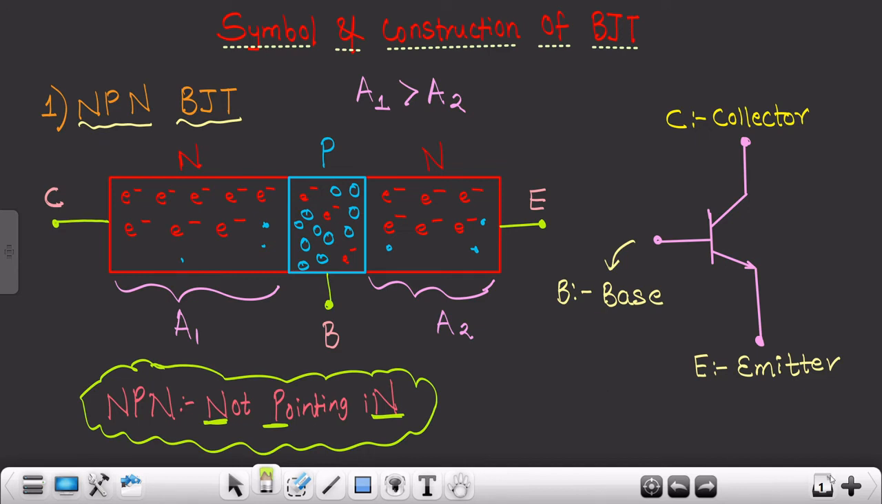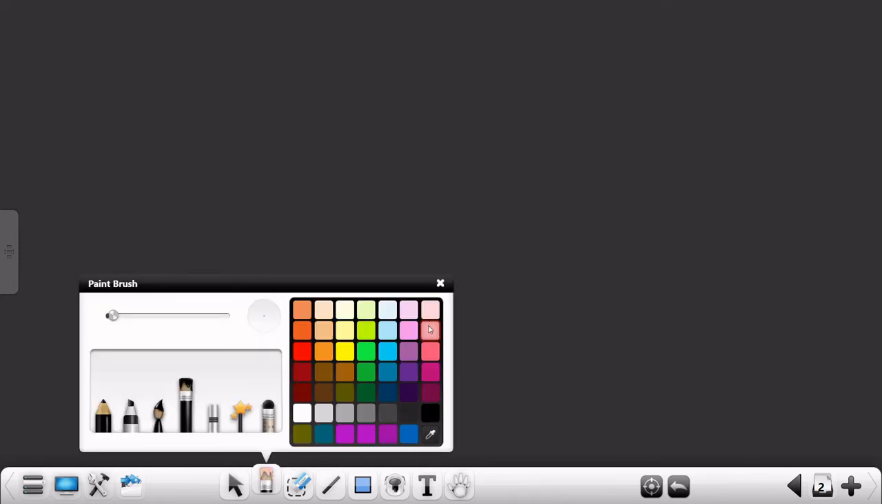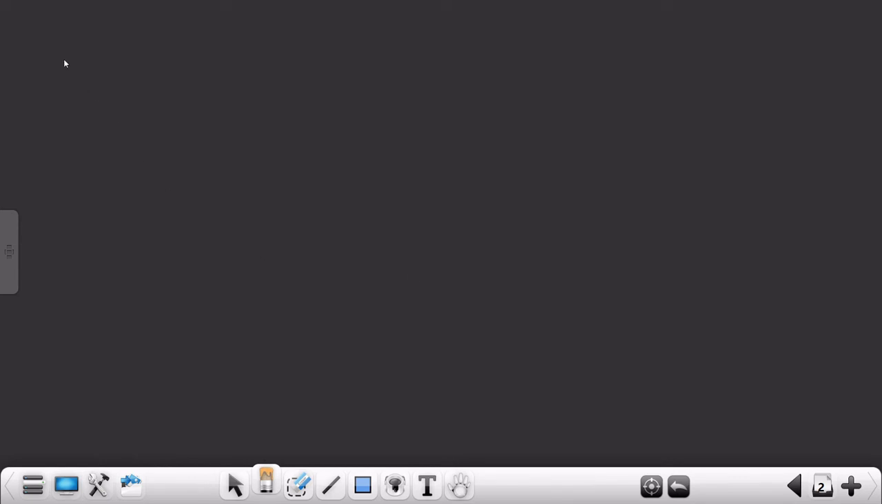Okay, so now we will move forward and then we will see the PNP transistor. Let me take this color. Yeah, now we will see the PNP transistor.